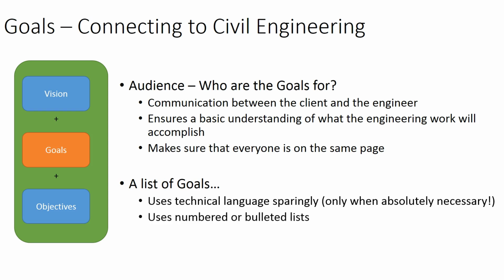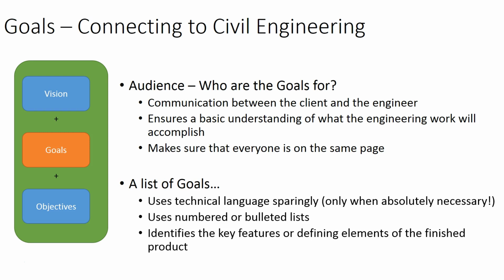And then I think goals is a good place to use either numbered or bulleted lists. If certain items are higher priority than others, then a numbered list might be appropriate. If all things are generally considered equal in the project, then a bulleted list might be appropriate. But most importantly, what you're trying to do is identify what the key features are, and make sure that the client understands that once this project is finished, these are the elements that are going to be present and functional in the finished system.